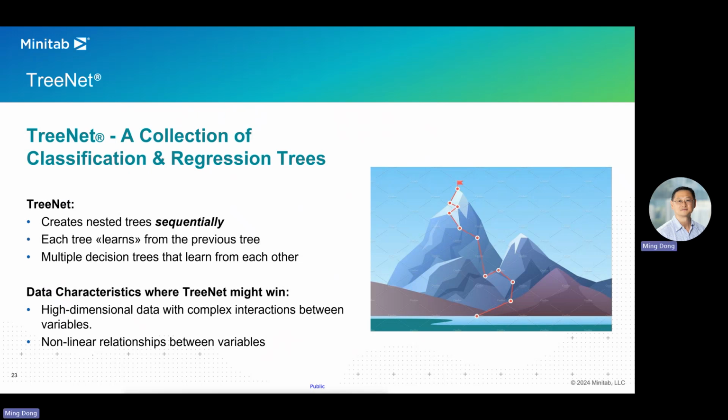This algorithm works very well for high dimension data with complex interactions between variables, and also for non-linear relationships between variables.